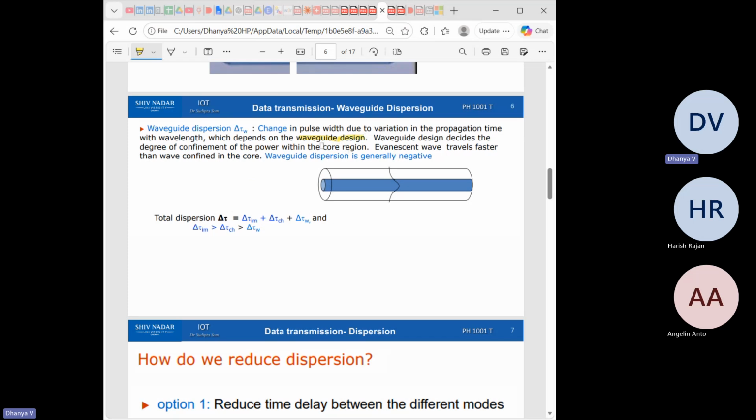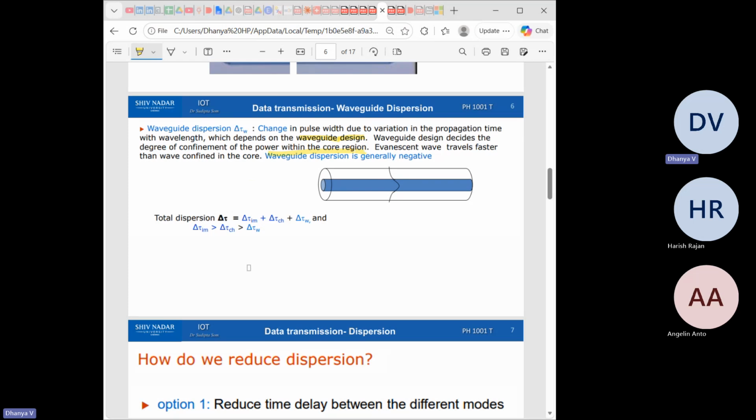So that only decides how much of the data transmission happens to the core. Okay, yeah, it's given here. Decides the degree of confinement of the power within the core region. Okay, so this waveguide dispersion is generally negative.